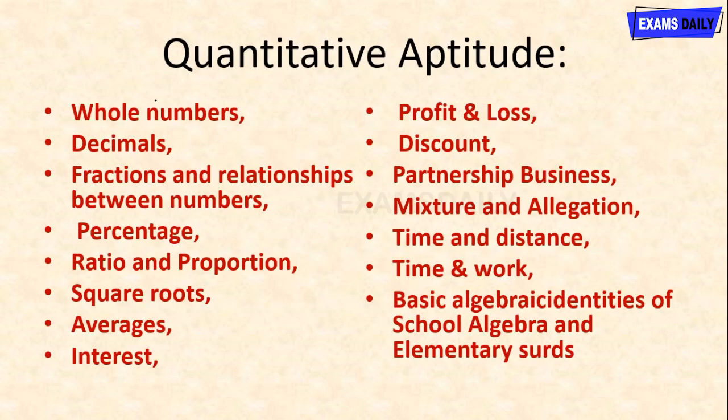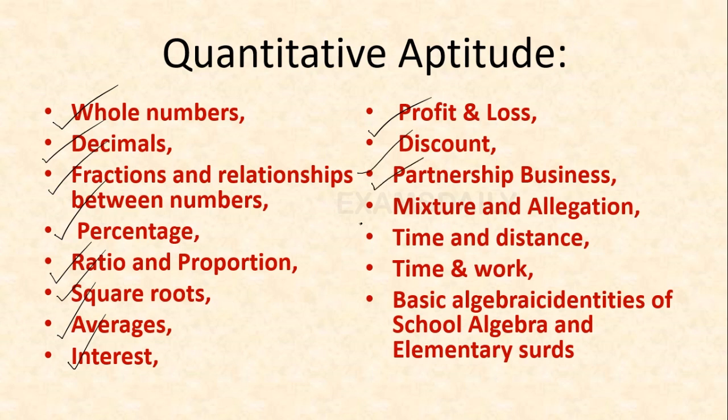And then for quantitative aptitude, it is at first whole numbers, decimals, fractions and relationship between numbers, percentage, ratio and proportion, square roots, averages, interest, profit and loss, discount, partnership business, mixture and allegation, time and work, time and distance, and then basic algebraic identities of school algebra and elementary sets.